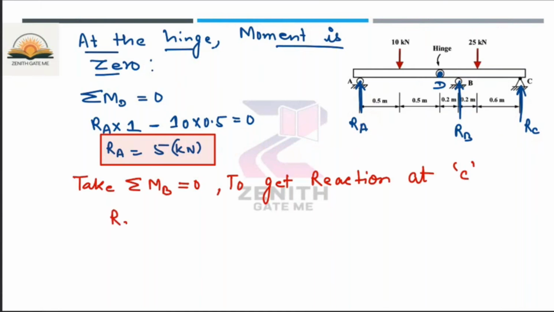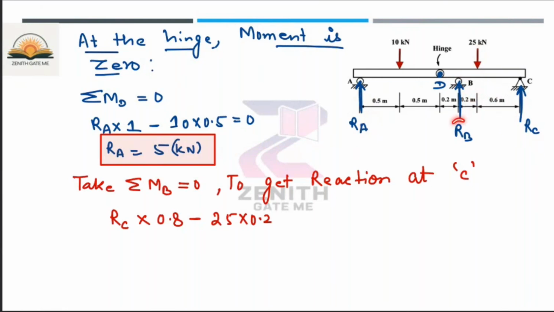So what is this? RC into 0.8. I'm just taking this distance because I'm taking the moment about B. So this is 0.6, 0.2, so 0.8, which is anti-clockwise. So anti-clockwise I'm taking as positive. So this 25 will be taken as clockwise, so it will be negative 25 into 0.2.